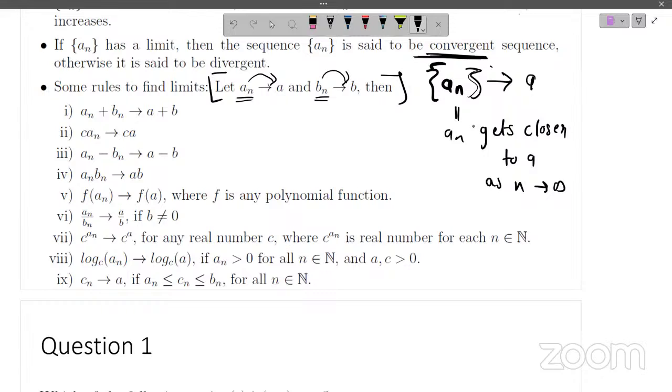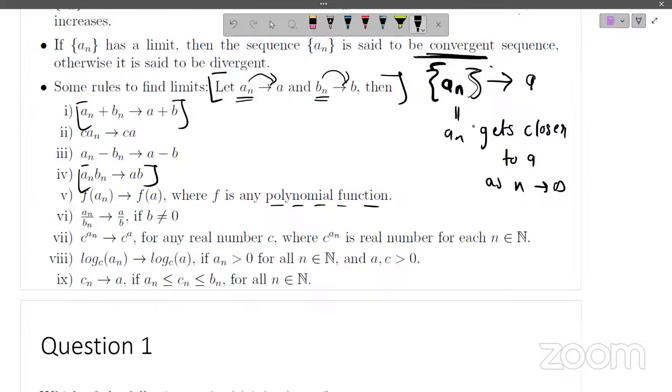Similarly, a scalar multiple of the sequence will converge to the scalar multiple of the limit. That is, c times an converges to c times a. Similarly, an minus bn will converge to a minus b. An times bn will converge to ab. Here f is any polynomial function, because a polynomial is made of products and summations, right? So if f is any polynomial, then f of an will converge to f of a.